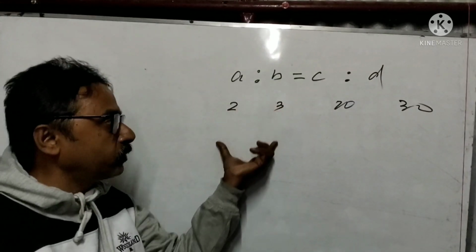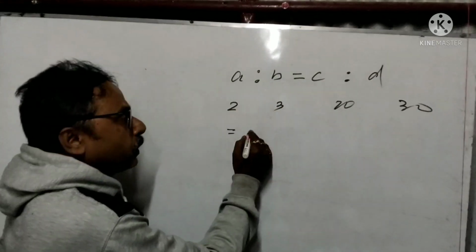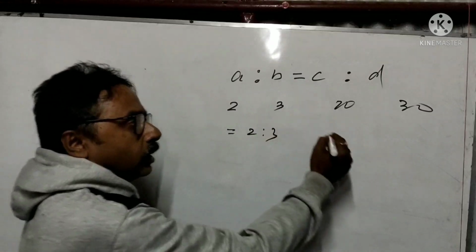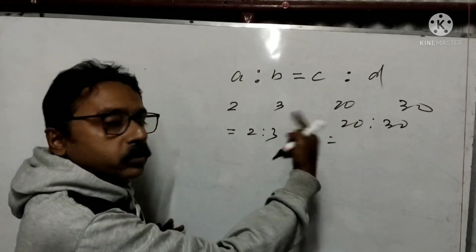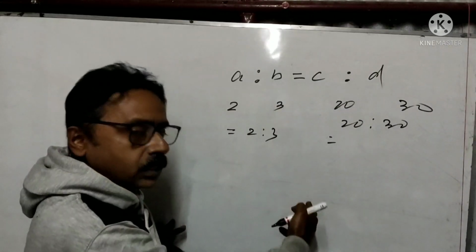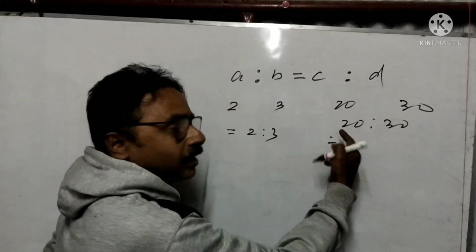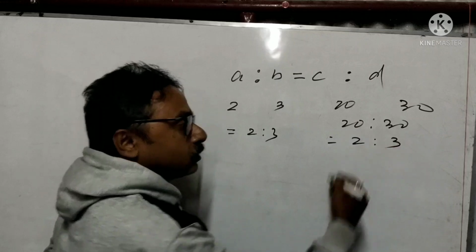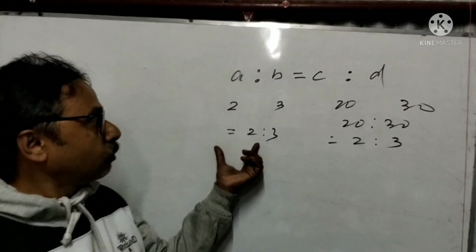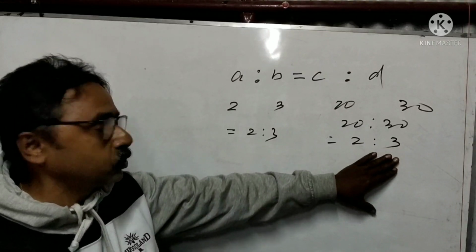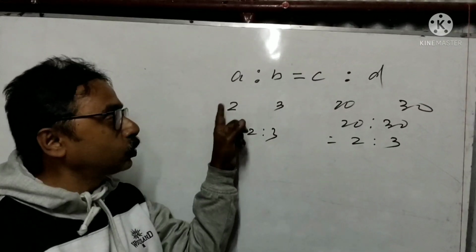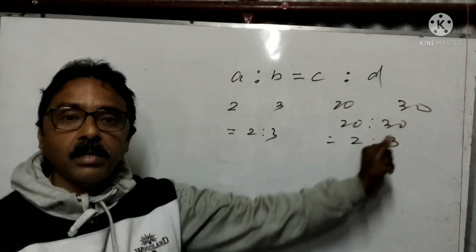If I take the ratio of these two, it is simply 2:3. And here it is 20:30. If we reduce by dividing both the antecedent and consequent by 10, it also comes to 2:3. So both of these have the same ratio 2:3, which means we can say that the numbers 2, 3, 20 and 30 are in proportion.